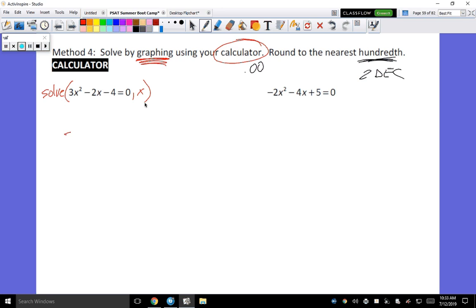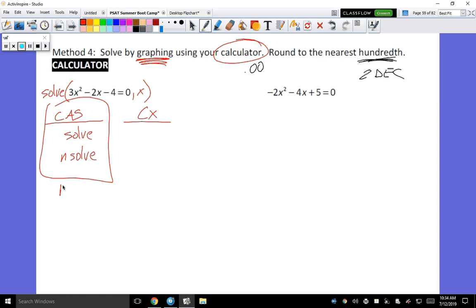Real quick. The CAS, which is what you have and which is allowable on the test, will have the solve and the nSolve feature. Not slove, the nSolve feature. The CX, which is not allowed, is allowed only on the PSAT and the SAT, not the ACT. And the CX, that's allowed on all of them. The CX only has the nSolve feature.